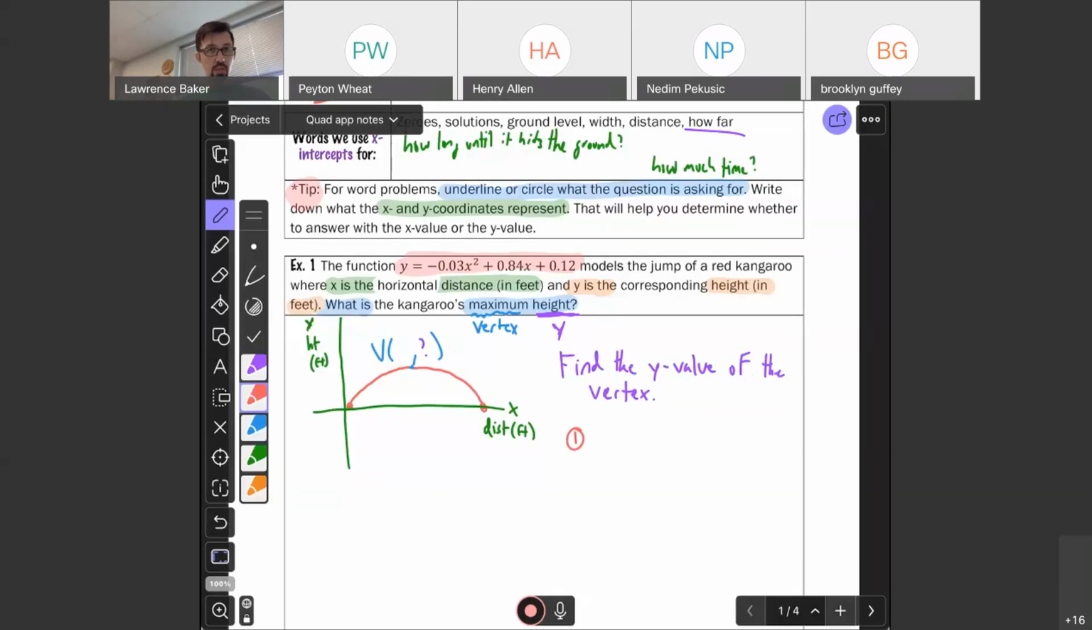Can we just find the y value of the vertex, or do we have to do something else first? Do we need other information in order for us to find y? Can we just do y straight away, or do we have to go and do something else first? Anybody?